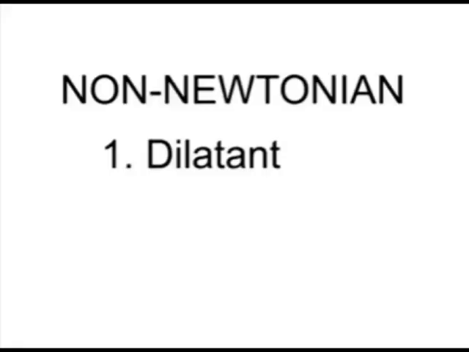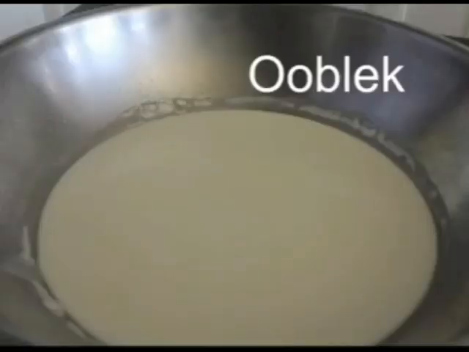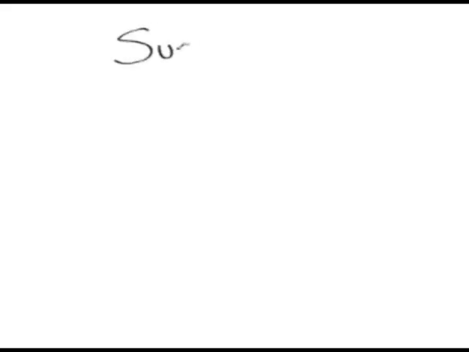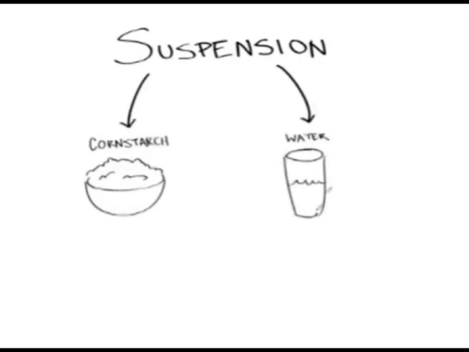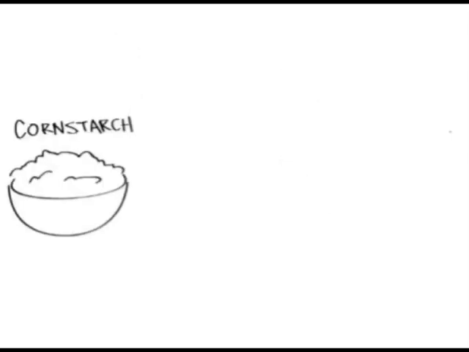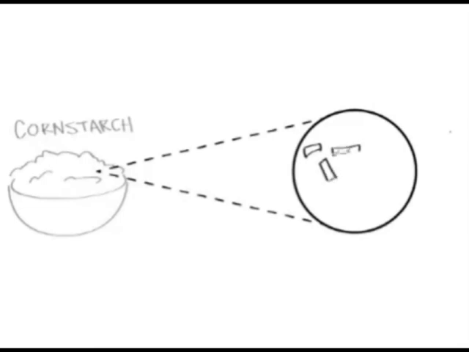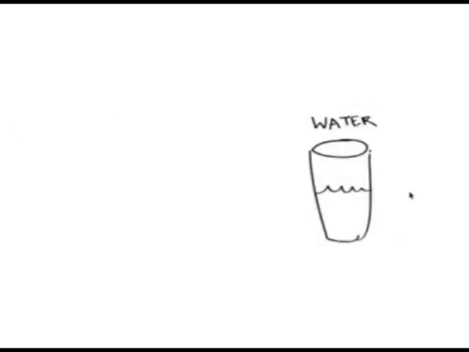Non-Newtonian fluids, on the other hand, have viscosities that can change. They behave differently when you apply a lot of force and when you apply a little bit of force. This is a non-Newtonian dilatant fluid, whose viscosity increases with force. This fluid here, known as oobleck, is a suspension of starch in water. A suspension is a mixture of solid and liquid. In this case, the corn starch is the solid and the water is the liquid.